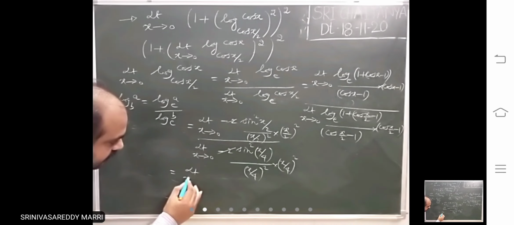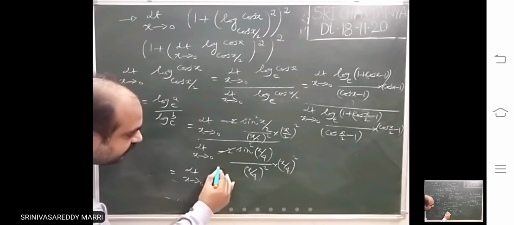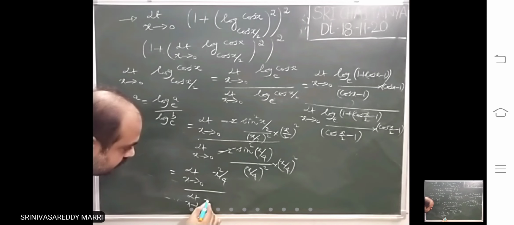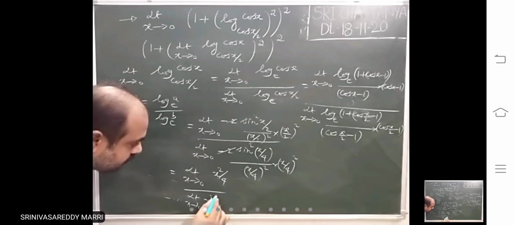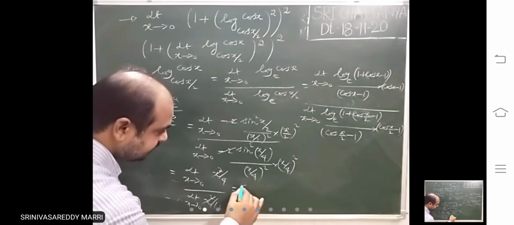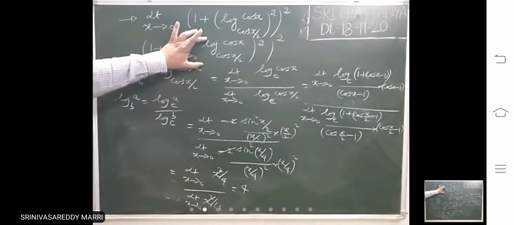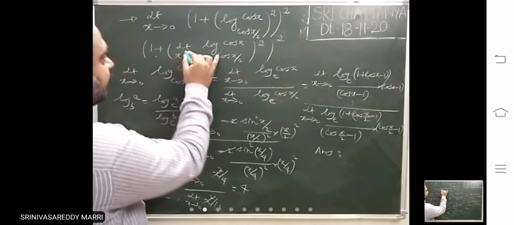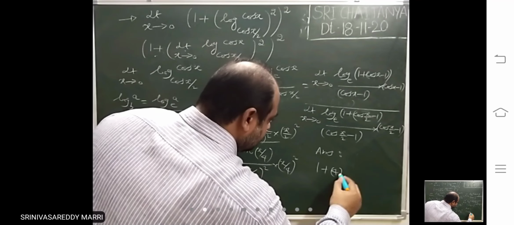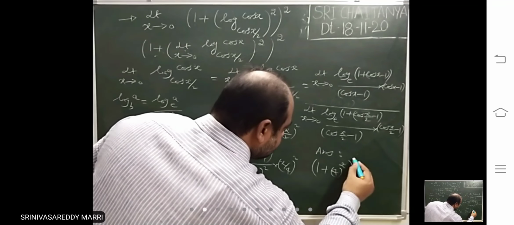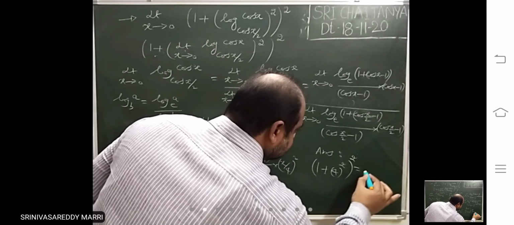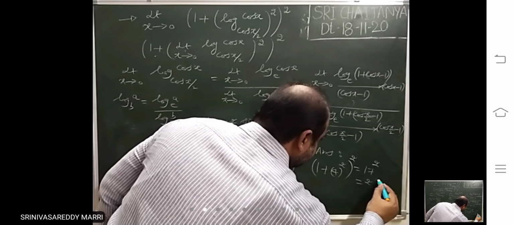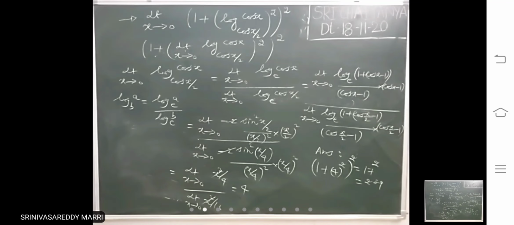Therefore, the remaining is x square by 4 divided by this, that means you will get the answer 16 by 4, which is 4. That means this limit value is 4. Therefore, your required answer is nothing but (1 plus 4) square, that means 17 square, which is 289. So this is a very important model like this.